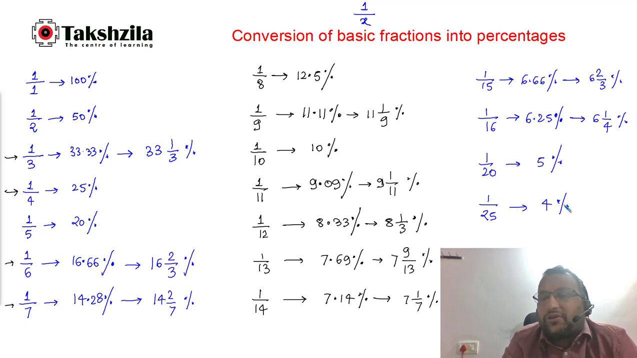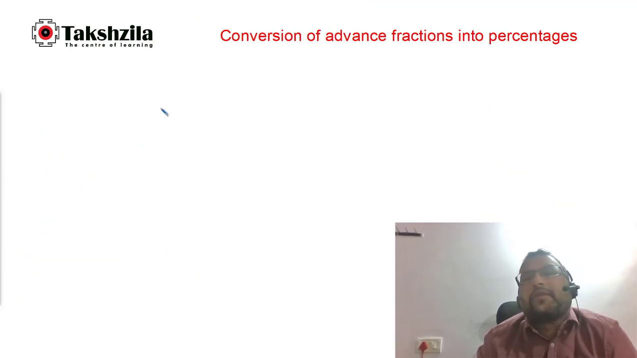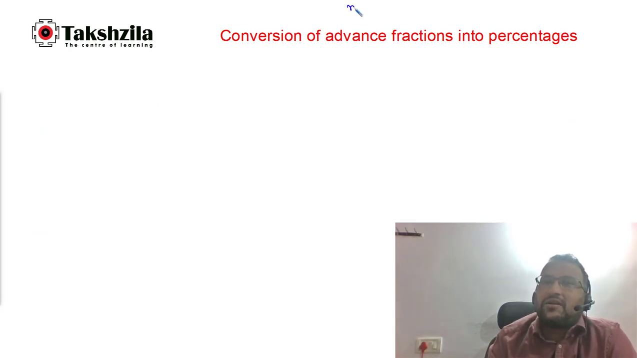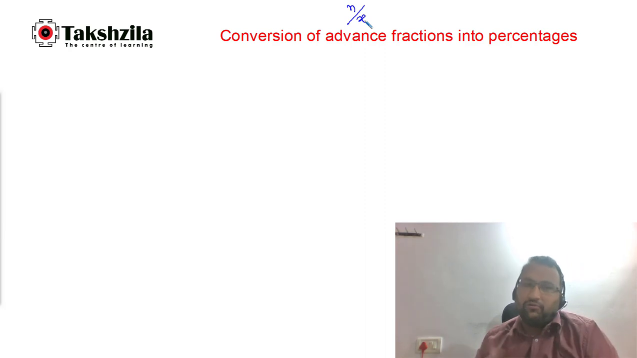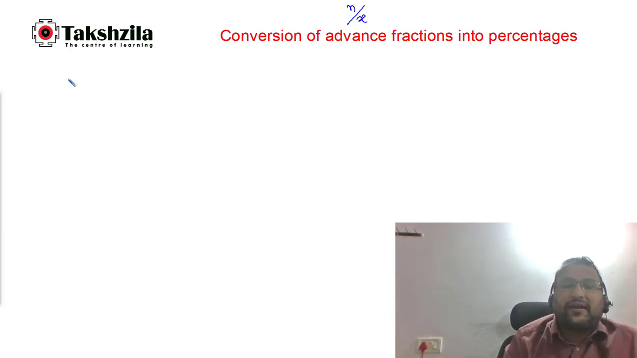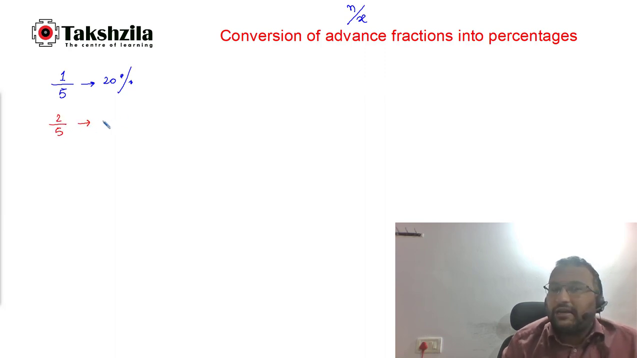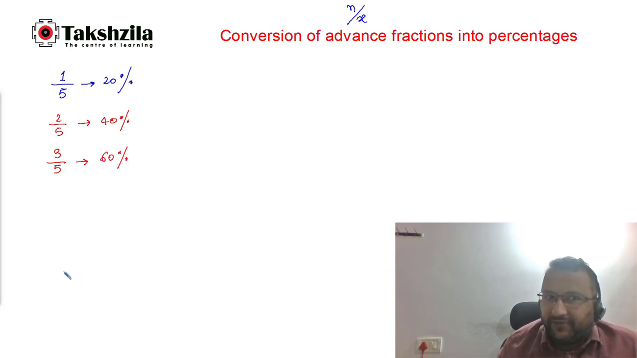So this is about basic fractions, 1 divided by x. Now what do we mean by advanced fractions? Let's have a look at that. So advanced fractions are nothing but n divided by x. For example, we just saw that if I get 1 mark out of 5 marks, I will get 20%. So now if I get 2 marks out of 5 marks, I will simply get 20 into 2, 40 percentages. If I get 3 out of 5 marks, I will get 20 into 3, 60 percentages. So these are called as advanced fractions.